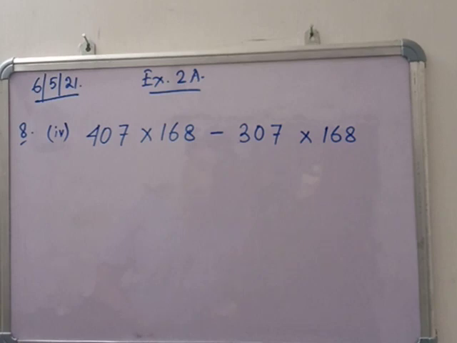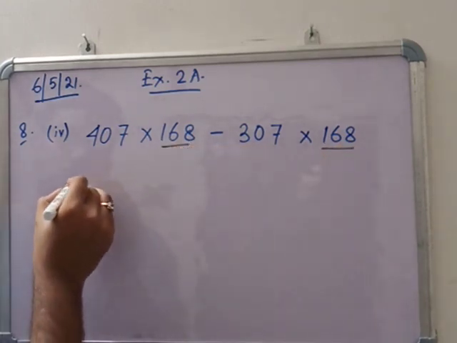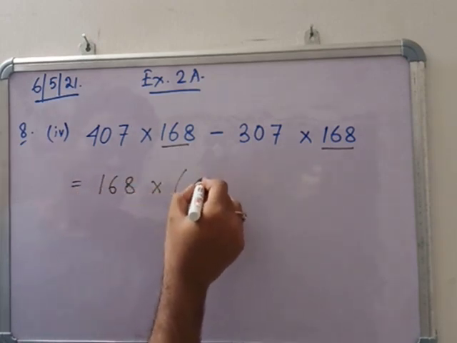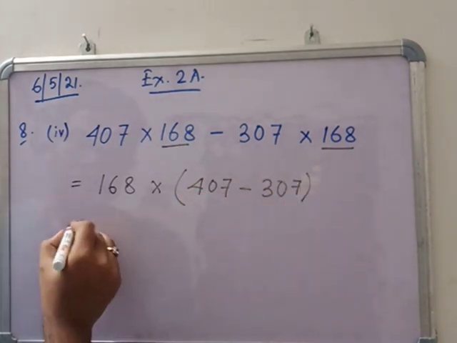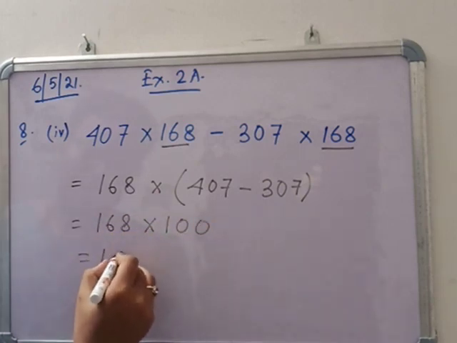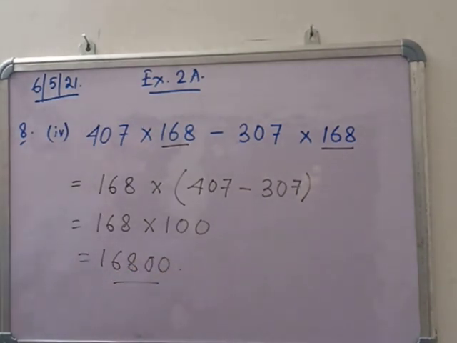Now this is a subtraction given, so that means multiplication over subtraction. We can write here: 168 is common. So we can write 168 into (407 minus 307). That means 168 into 100, which is 16800. So this is the answer, 16800. Note it down, all of you.